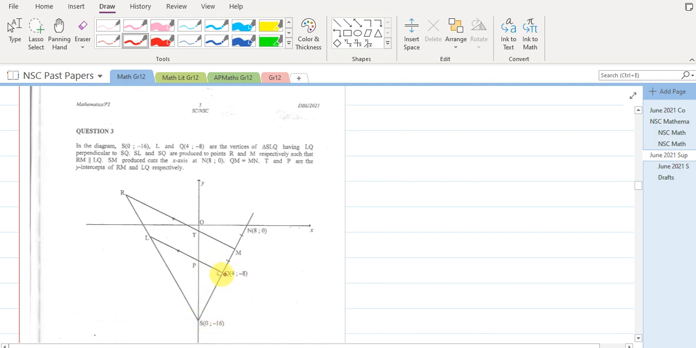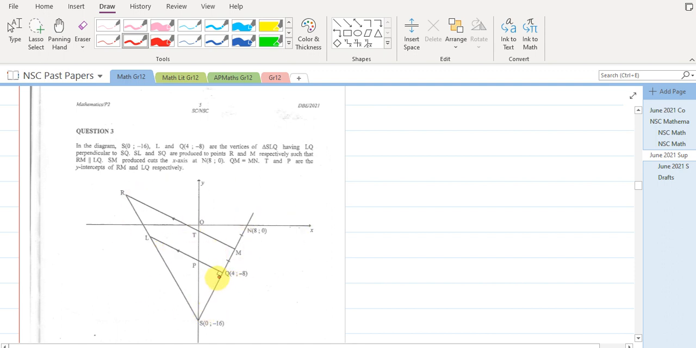You can just use similarity, SQ over SR. Now let's see, QM is equal to MN, and T and P are the y-intercepts of RM and LQ respectively. So it's important to make sure that everything you read here appears on the diagram and to make conclusions about this.